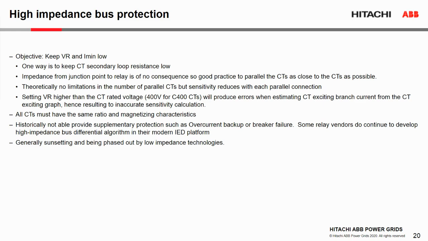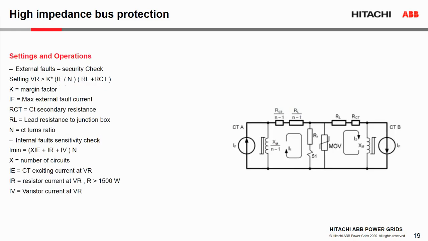So one way to do that is to keep the CT secondary loop resistance low, of course. The way to do that, as you can see from the previous slide, is that you measure that voltage across this RL and RCT, right? And here is actually the junction where all the CT circuits are paralleled. So it doesn't actually matter where.